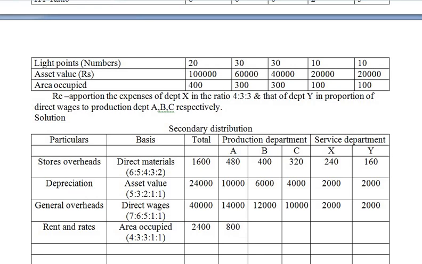800, 600, again 600, 200, and then again 200.